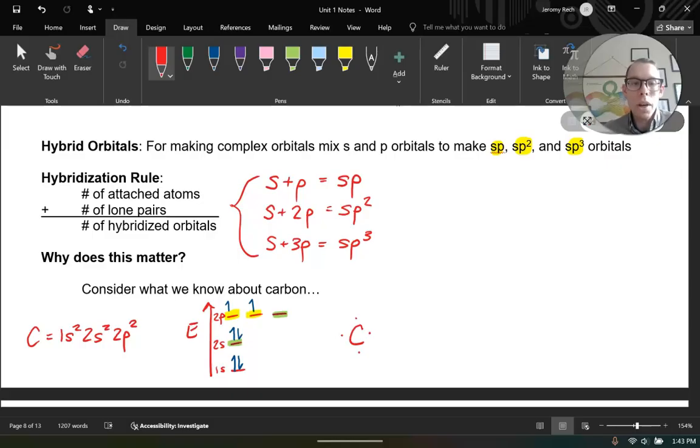But we know that's wrong. We know it wants to go 4 bonds. And that's why this individual atomic view is not that helpful.